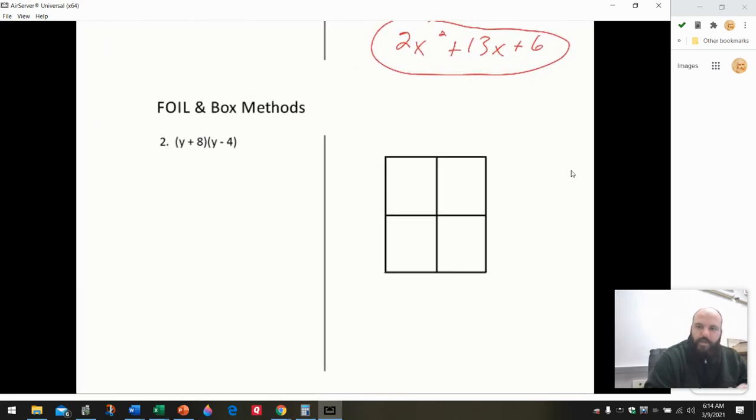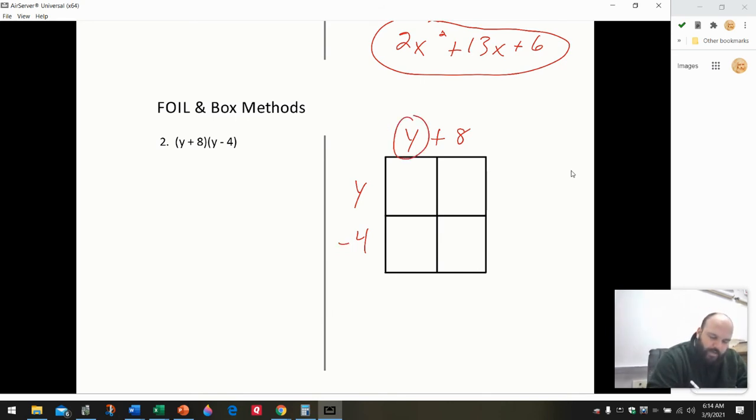So here's another example. I have 3 more for you. Once again, we will solve this using the foiling method and the box method. Start with the box method. Write y plus 8 here, and then y minus 4 there. One thing I should note, make sure if there's a minus, it stays with the number because it needs to distribute with the number.